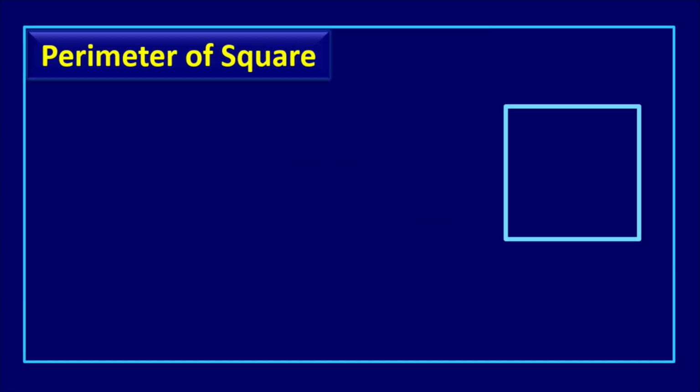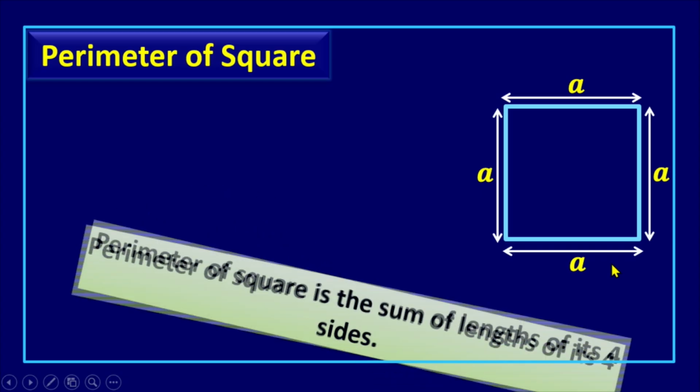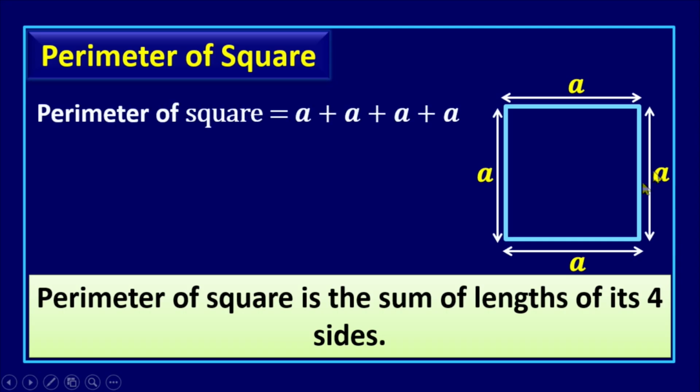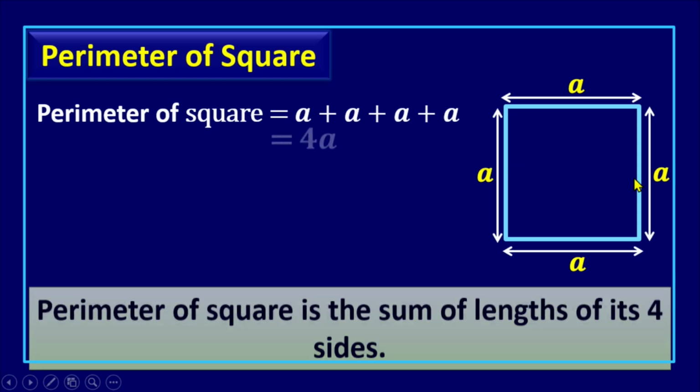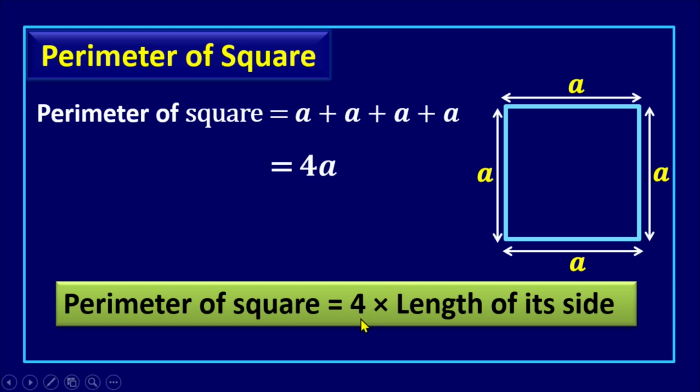Now, let us learn about the perimeter of a square, children. Consider a square here whose side length is A units. All the sides are equal to A units, and the perimeter of a square is the sum of the lengths of all its four sides. So, here the perimeter of a square is A plus A plus A plus A. On adding these you get 4A. That means I can say the perimeter of a square is equal to 4 into length of its side. Again, see here, 4 is the number of sides of a square into length of its side.